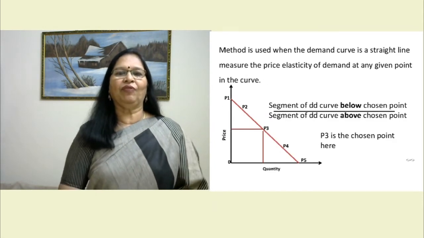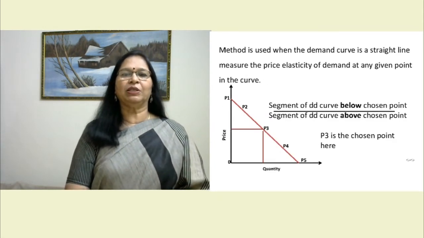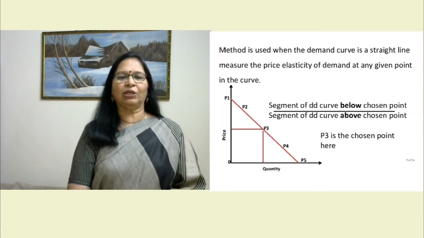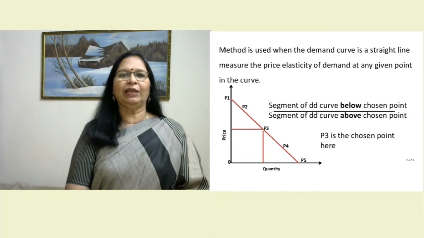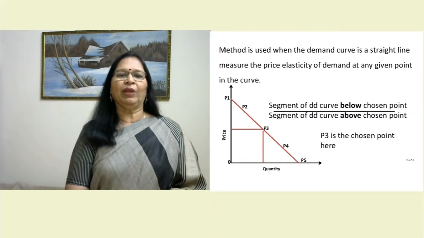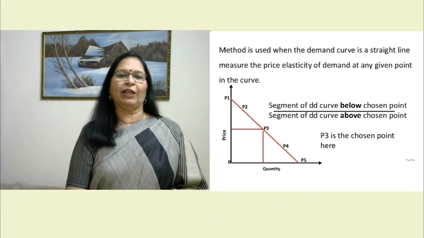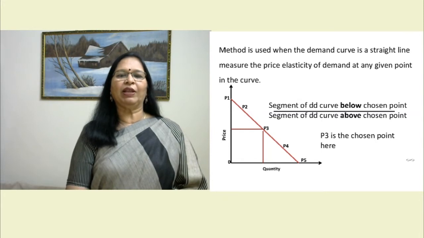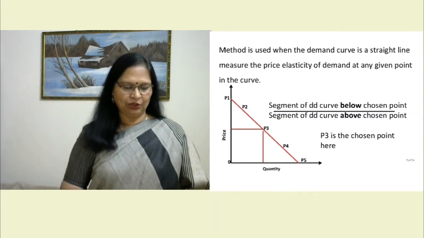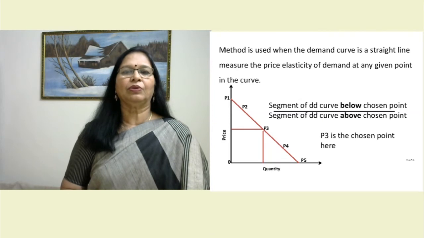Now I have chosen points P1, P2, P3, P4 and P5 on a straight line demand curve, and for the particular analysis I take point P3, which is a chosen midpoint there. So we take the segment of the curve below the chosen point divided by the segment above the chosen point. So let's see that.